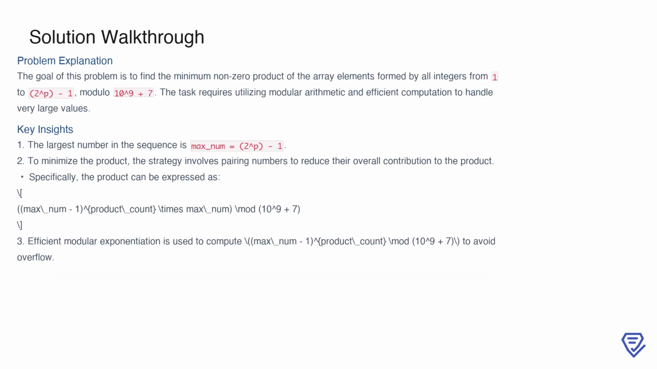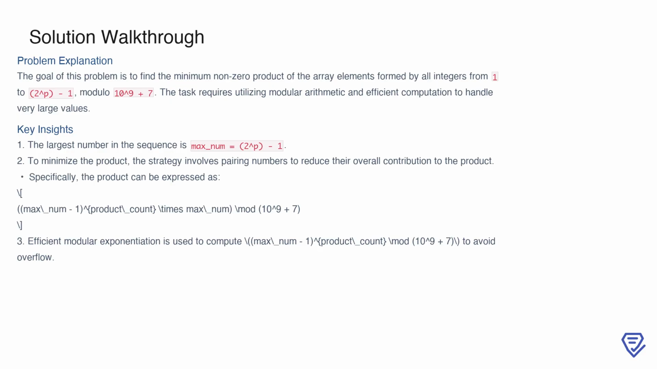The problem requires us to compute the minimum non-zero product of elements in an array consisting of all integers from 1 to 2 to the power of p - 1, while ensuring the result is taken modulo 10^9 + 7. This involves handling very large values efficiently, which is why modular arithmetic becomes crucial.